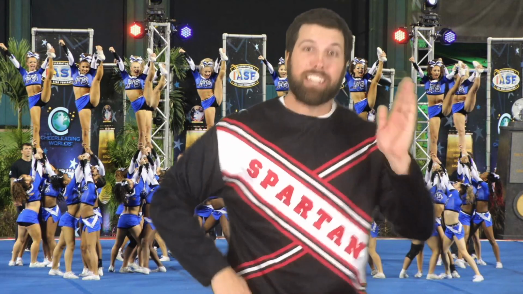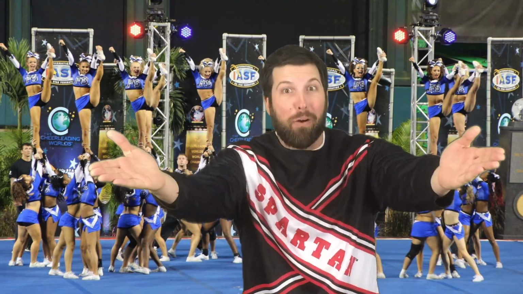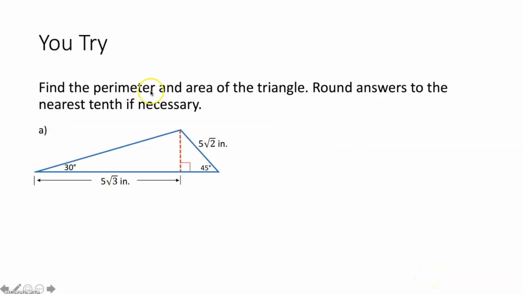It's a you try time. Here we go. So we again want to find the perimeter and area of this triangle. So the first thing we want to do is find the perimeter. Remember, the perimeter is just all these side lengths added together.